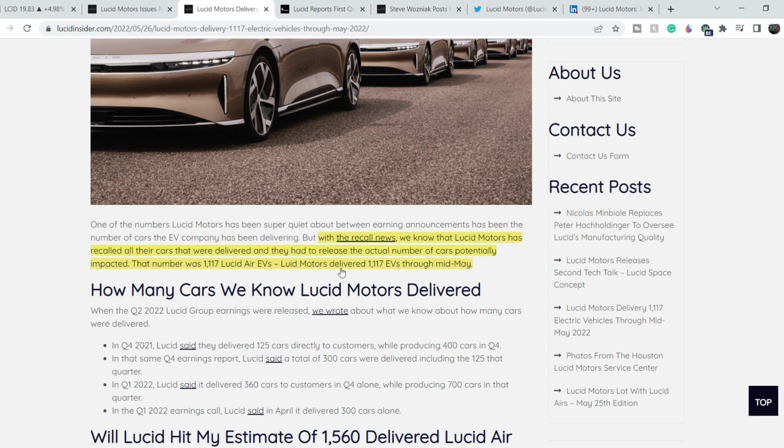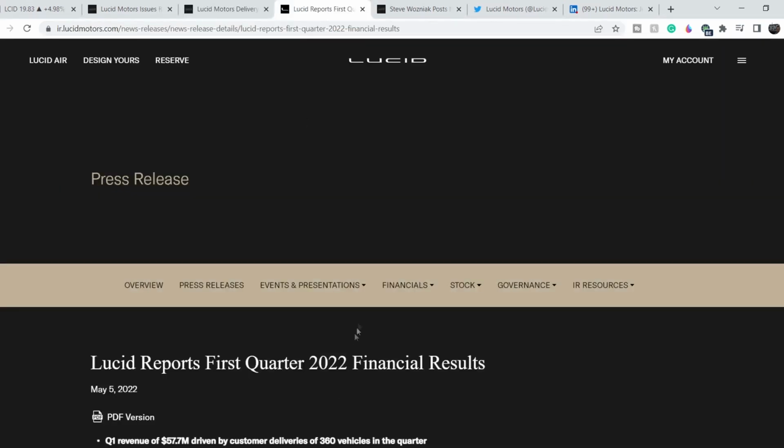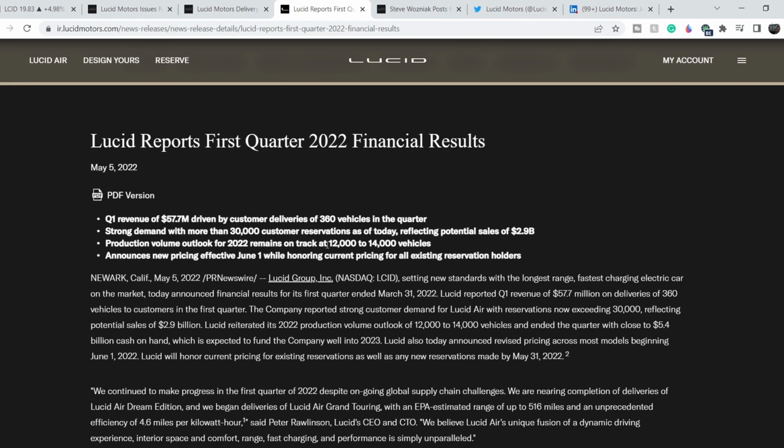This means Lucid Motors delivered 1,117 EVs through mid-May. And definitely they have to deliver, let me show you this, from 12,000 to 14,000 vehicles in 2022.